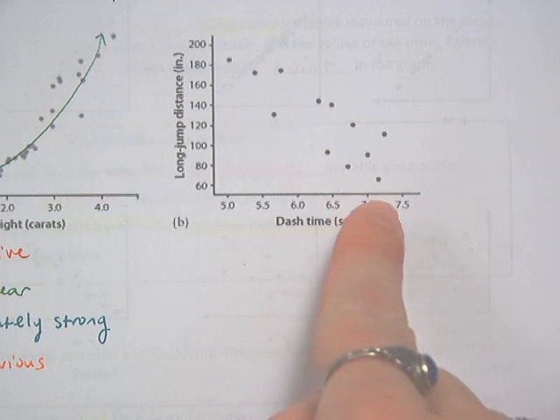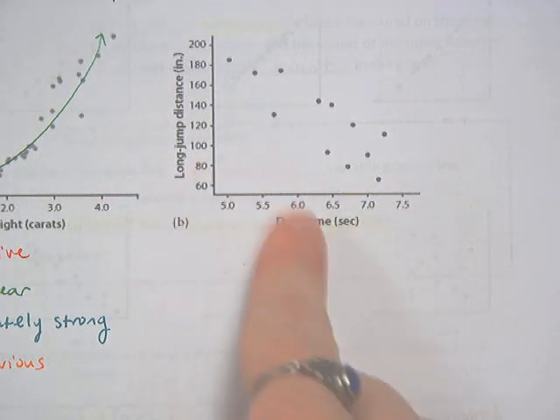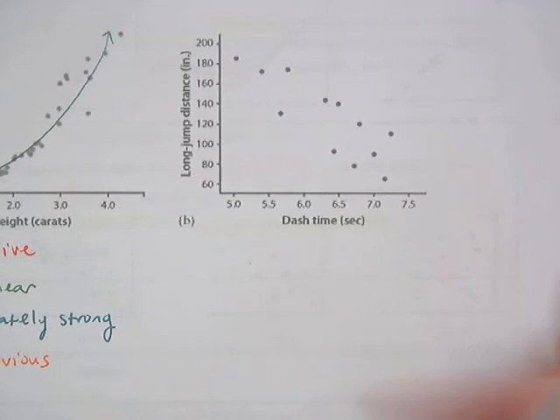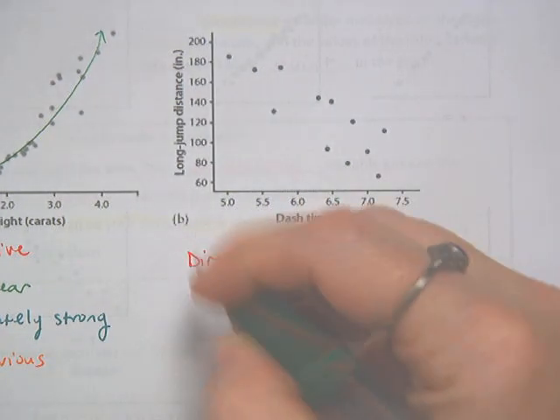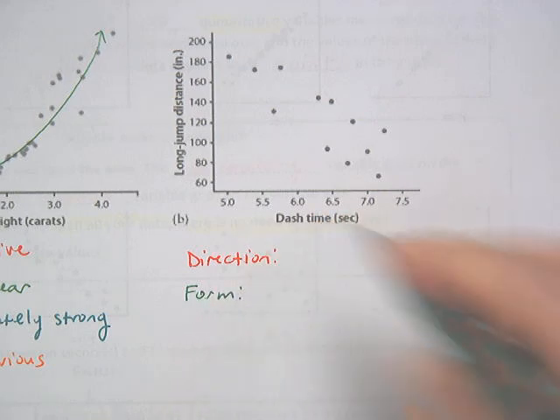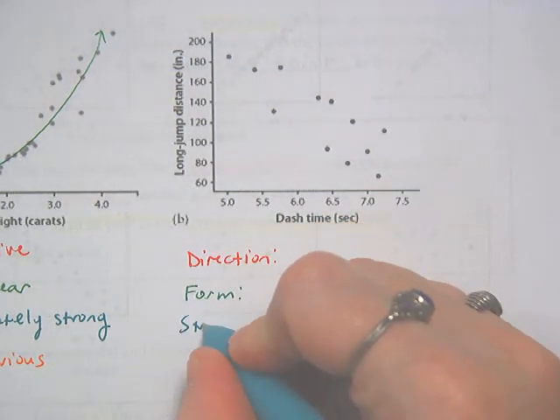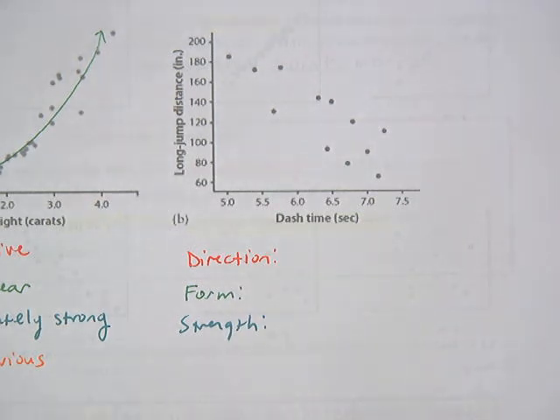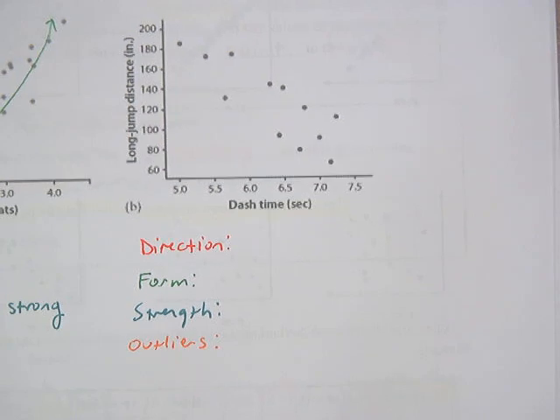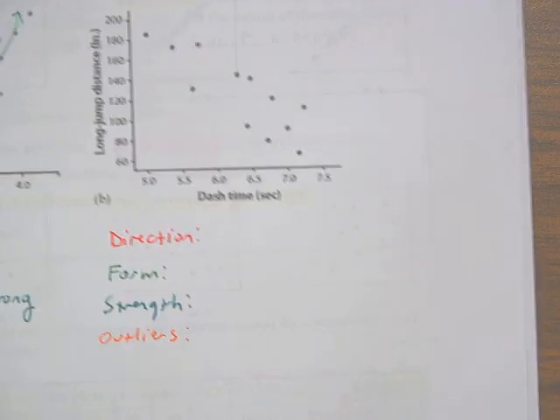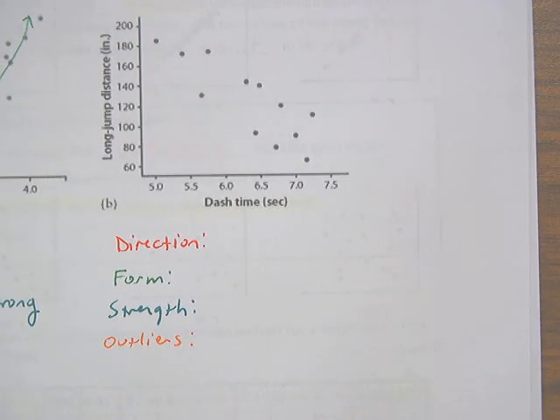Now, this is the one that we created on the first page, dash time and long jump distance. Let's describe that. See if you can stay one step ahead of me here. You will have a quiz on this someday. There'll be a little pull down menu, and I'll ask you for each of these. I will try to make it obvious as far as strength or form. I'll make sure that it's not one that you have to stare at and go, well, I really can't tell.